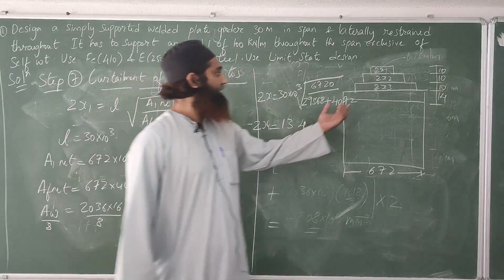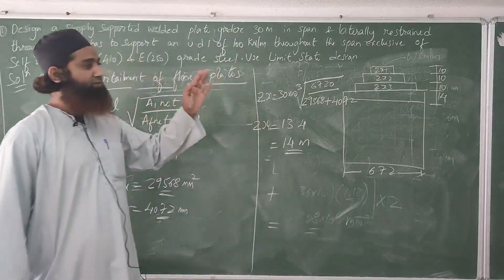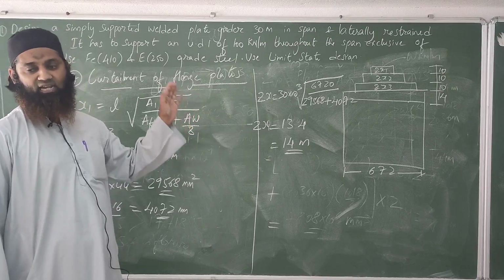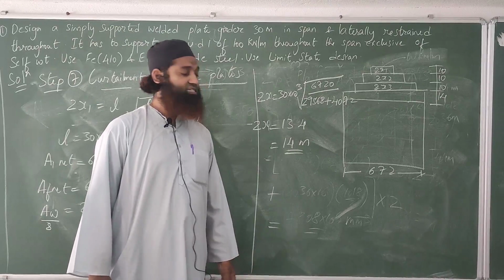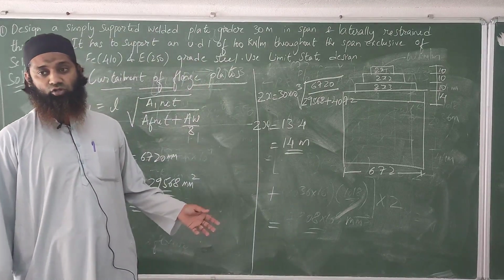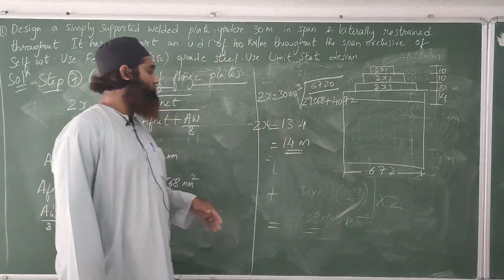So this plate will be only from the center 7 meters this side and 7 meters that side. It is only of 14 meters. You can just imagine such a thick plate has been reduced to such a small size. It has been cut here. So it is 14 meters.